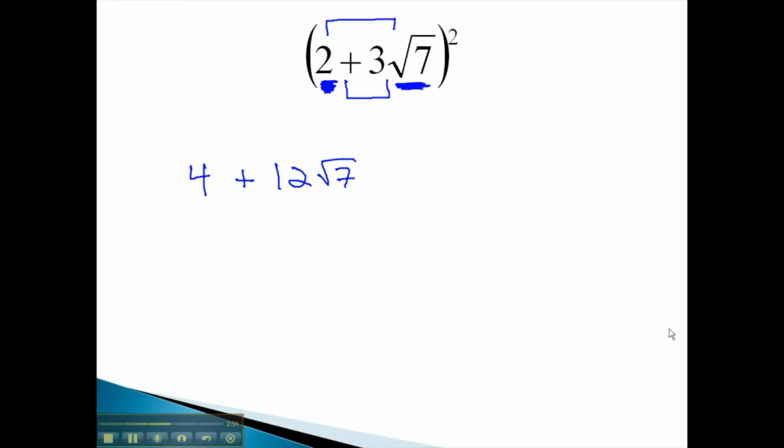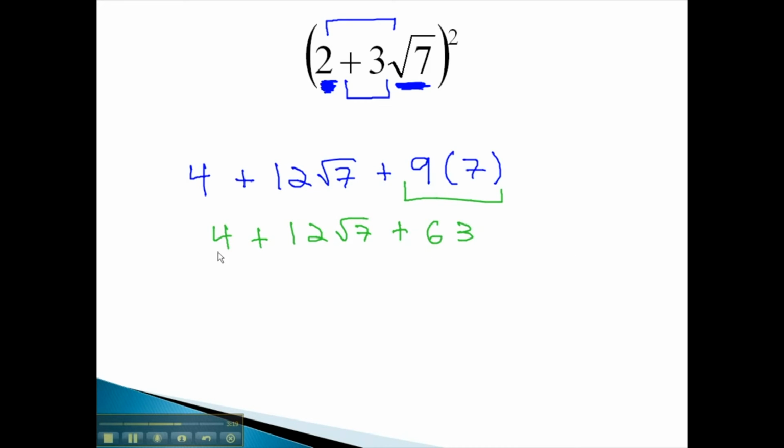Finally, we'll square the last term. 3 squared is 9, and when we square the square root of 7, the square root and squared are inverses, leaving just the 7. Now we just have to simplify what's left by multiplying 9 times 7, and we have 4 plus 12 root 7 plus 63. Combining like terms, we get our final answer, 67 plus 12 root 7.